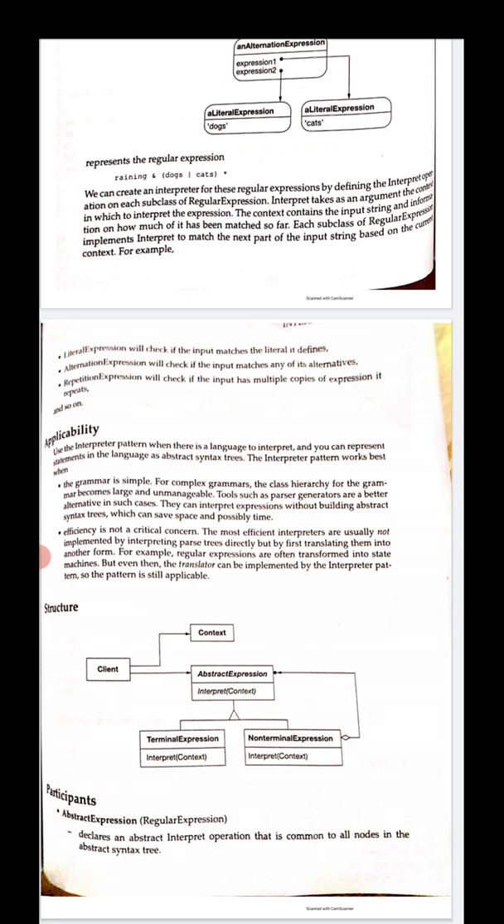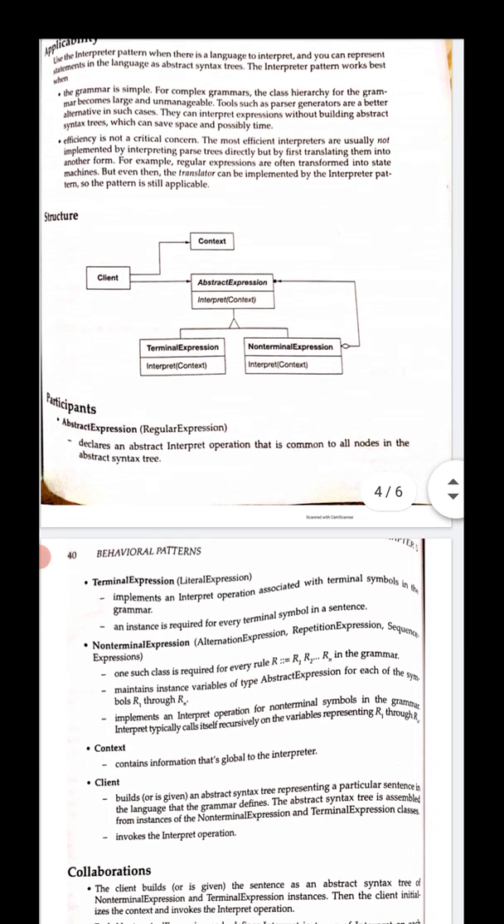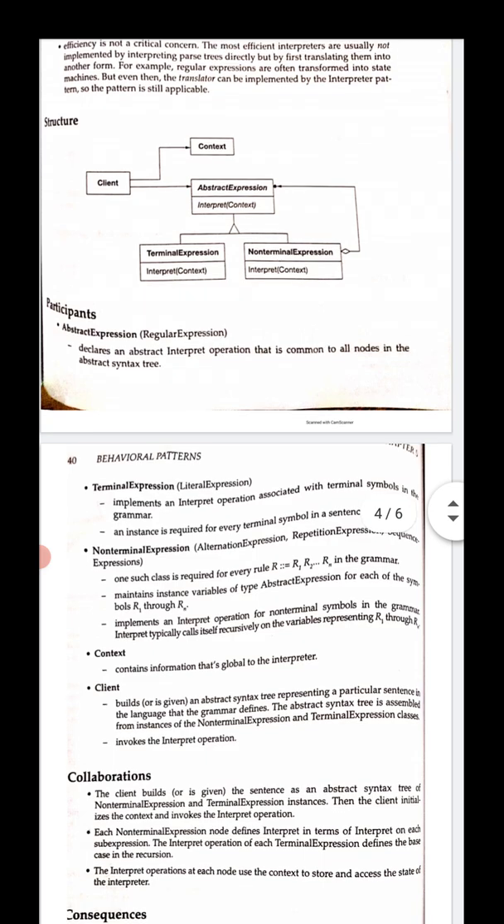This is the structure representation of the interpreter design pattern. Here, see the abstract expression. In the abstract expression, we need to declare an abstract interpret operation that is common to all nodes in the abstract syntax tree. That is one of the main participants in the structure.